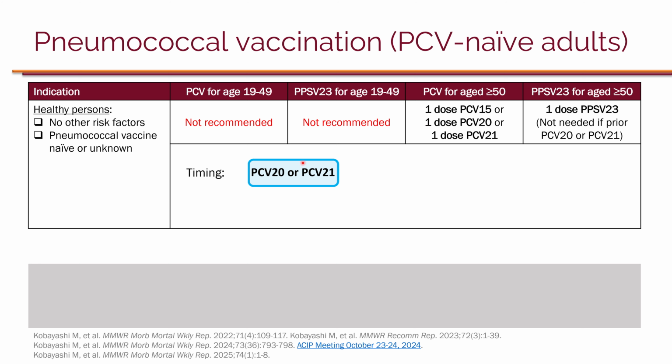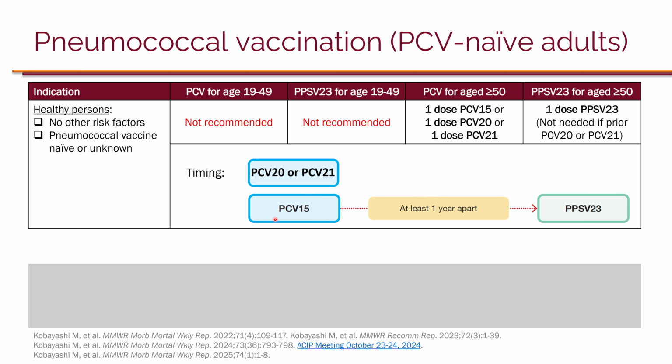So if people need to get these, if it's PCV 20 or 21, it's just a single vaccine. So there is no PPSV 23 to follow. That one is straightforward. However, if the patient is to receive PCV 15, it is recommended to get the PCV vaccine first because the PCV vaccine is the most effective. And then at least a year later, they can get the PPSV 23.